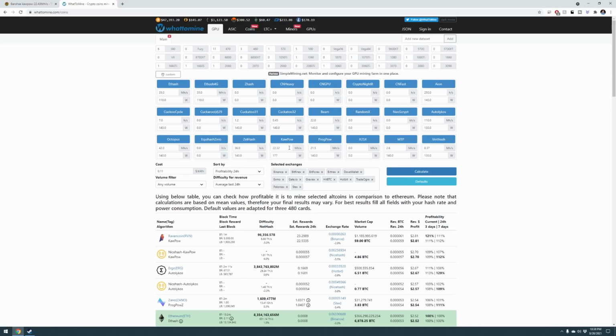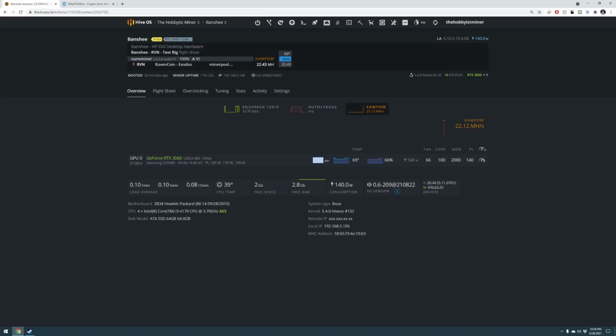Now, when it comes down to the hash rate, what HIVEOS is saying at the very second that you're checking what you're getting is not what you want to use.